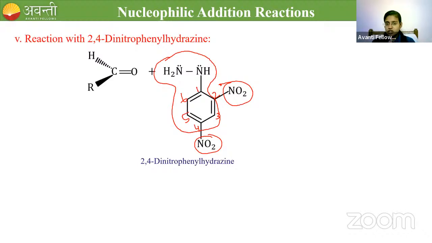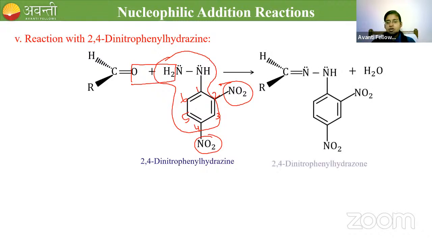2,4-dinitrophenylhydrazine is the name of this compound. So if I add this compound to the aldehyde, what will I get? H2O will come out and we will get 2,4-dinitrophenylhydrazone. Hydrazine will be converted to hydrazone. That's all. This compound has one color, and the color is red. This compound will settle down in the container as an orange red precipitate.